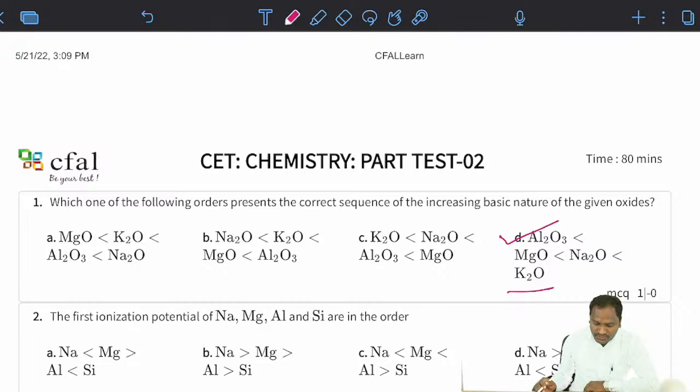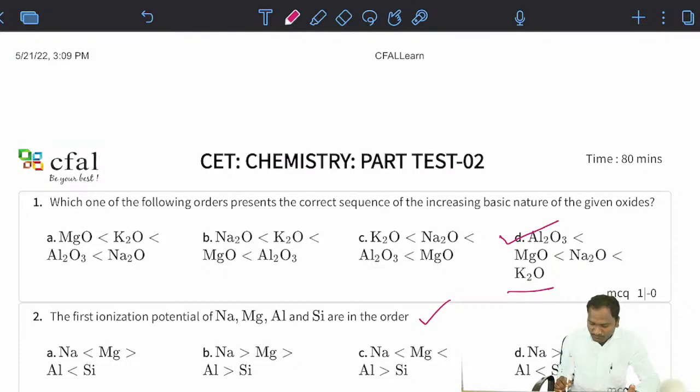Next one, first ionization potential of sodium, magnesium, aluminum and silicon are in the order. You know, across the period ionization energy increases. There are some exceptions. If an element is having stable configuration, means half filled or completely filled atomic orbitals, that configuration is more stable. Removal of electron from that element is difficult. So there are some exceptions.